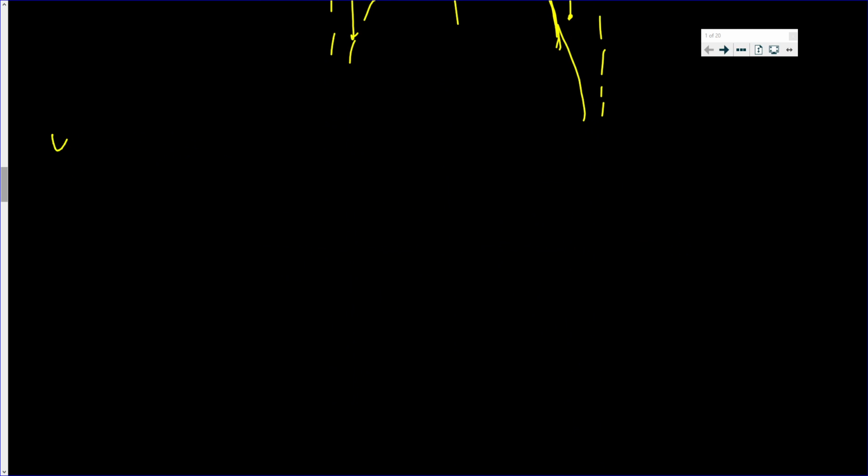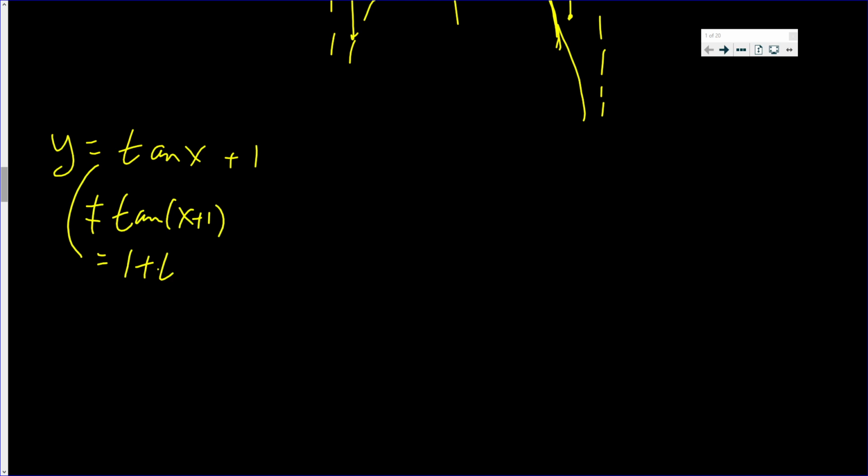Now, what would happen if I have tangent of x plus 1? Just so nobody can think that you mean tangent of x plus 1, how about we put the 1 in the front? Or at least put brackets around that. Well, the difference between tan x and tan x plus 1 is every point goes up 1.